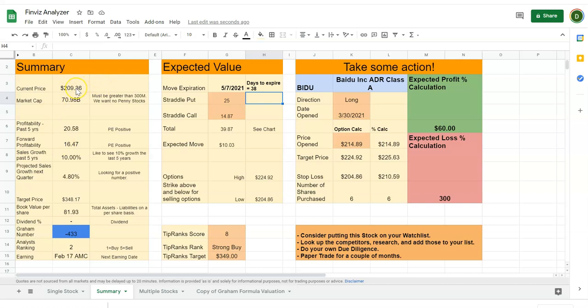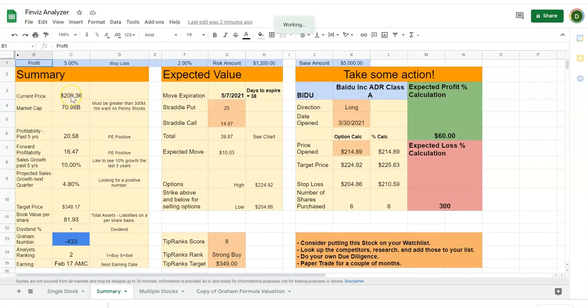Repeating, the current price is 209. I just did a refresh of that. 209. I just got in at 214.89. Oops. It's a very large company with a market cap of $70 billion. It's profitable. It will be profitable in the future, I'm sure.